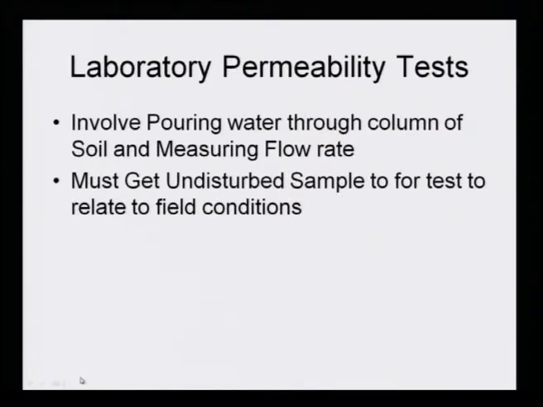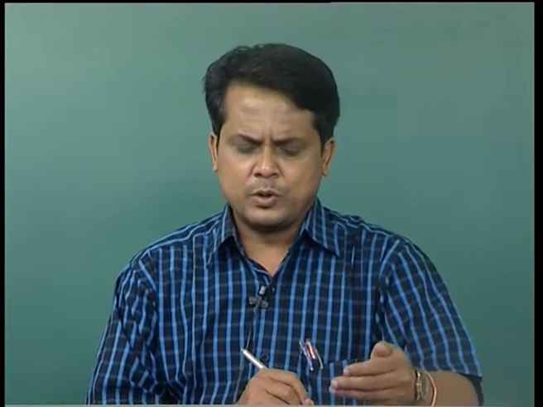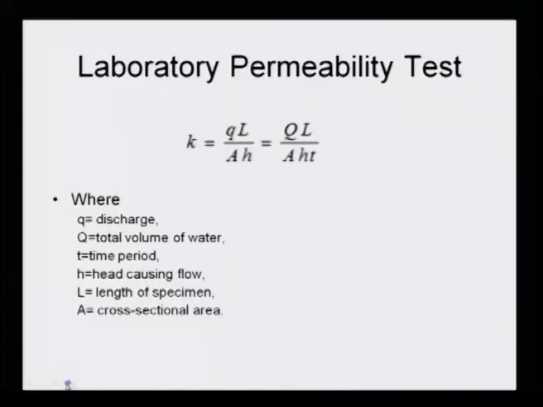As I discussed last class, the laboratory permeability test involves pouring water through a column of soil and measuring the flow rate, and you should get an undisturbed sample for the test to relate to the field condition. An undisturbed sample of the soil column you have to collect from the field, so that whatever permeability you get in the laboratory has to be correlated to the field condition.